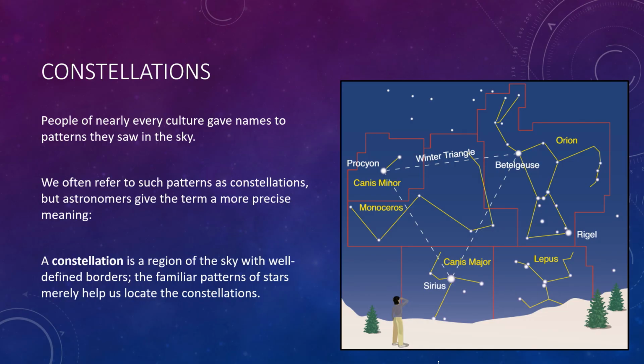So this image here on the right just shows this idea. Here's the commonly known Orion constellation, but remember, in terms of astronomy, constellation just means the region of the sky. So the constellation Orion is actually this red boxed area that we see. It just so happens that the structure is inside of it.